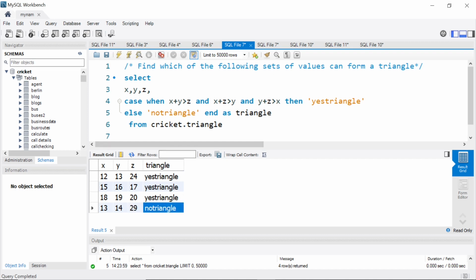Pretty simple question as you see, but you need to remember a property of triangles.